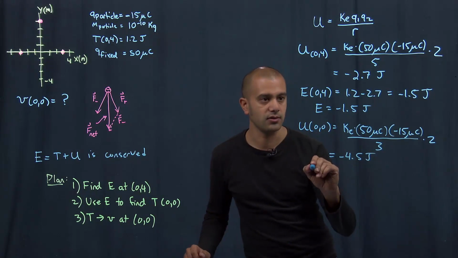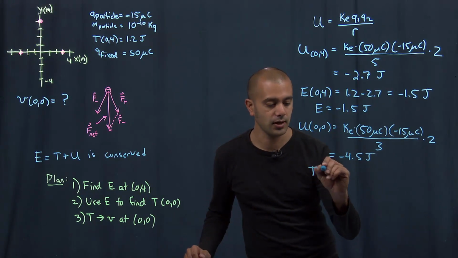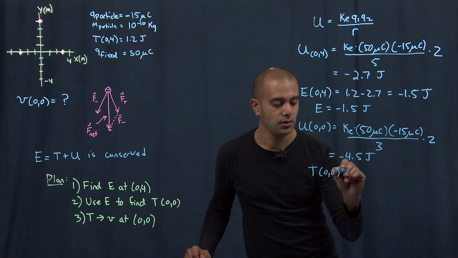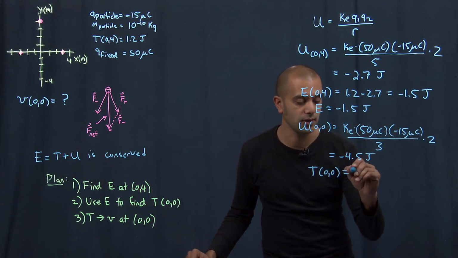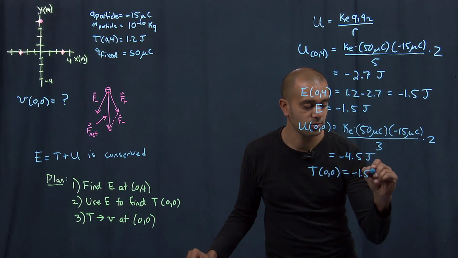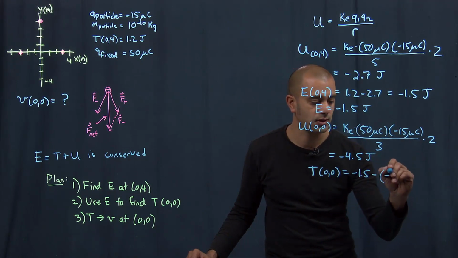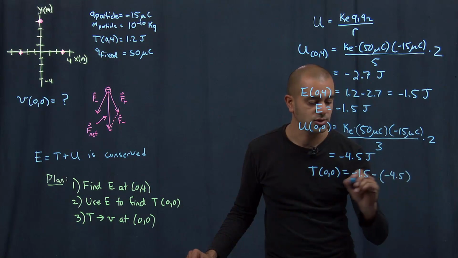And so finally, we can find the kinetic energy at the origin, which by just inverting this formula equals E minus U. E is the same because it's conserved. So it's minus 1.5 minus, the potential is minus 4.5, which gives 3 joules.